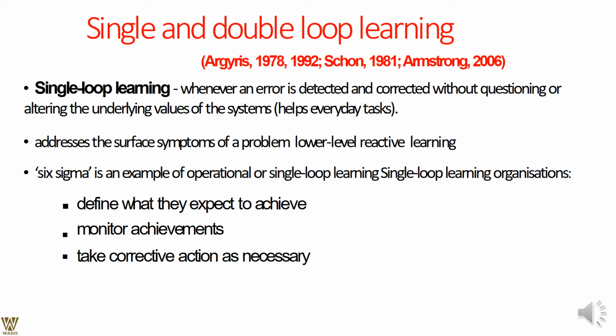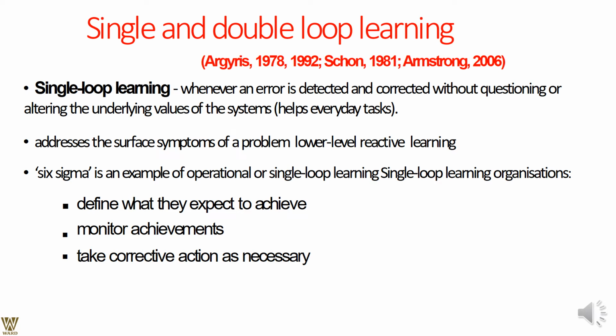So, single and double loop learning, as per Argyris 1978, then 1981, Armstrong 2006. So single loop learning: whenever an error is detected, you basically correct it without question, without referring back altogether. It's single loop learning. It means you are moving away from the normal things, you detect an anomaly, and revert back to its normal course of things. It always helps on an everyday task, addresses the surface symptoms of a problem, lower level reactive learning. Six Sigma is an example of an operational or single loop learning.